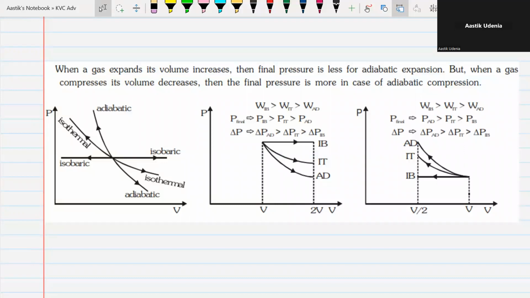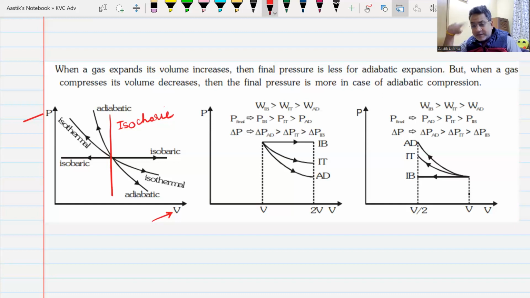Then we can see these graphs. The first graph is PV graph for expansion as well as compression. Do we understand these graphs? The flat line is the isobaric process. And if you draw a vertical line, this will be isochoric process. Yes or no? Yes. Then you can see in expansion process, adiabatic process is steeper. It goes steeper. Isothermal process is flatter. But in compression, the adiabatic process is on the top and the isothermal process is below it. Do we understand this? Yes, sir.